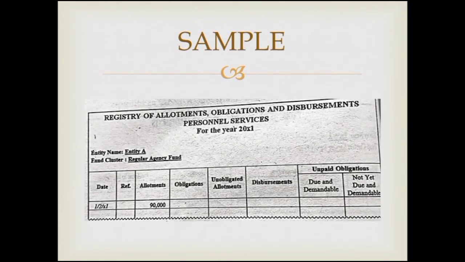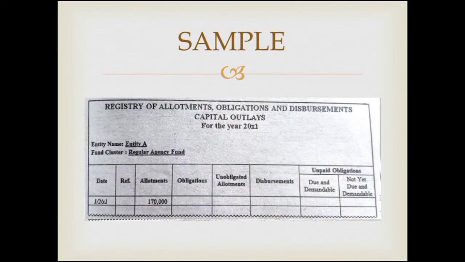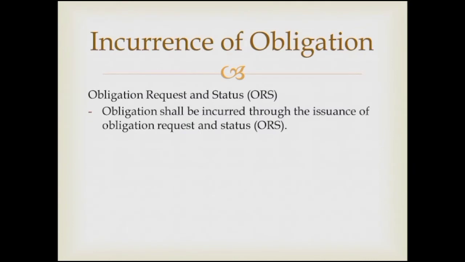So here are the samples for the registry of allotment, obligation and disbursement for each object of expenditures in recording allotments. The first one is 90,000 for the MOOE, which is allotments, 40,000 for the CO or the capital outlays, which has 170,000 allotments. Incurrence of obligation: Obligation Request and Status or ORS.